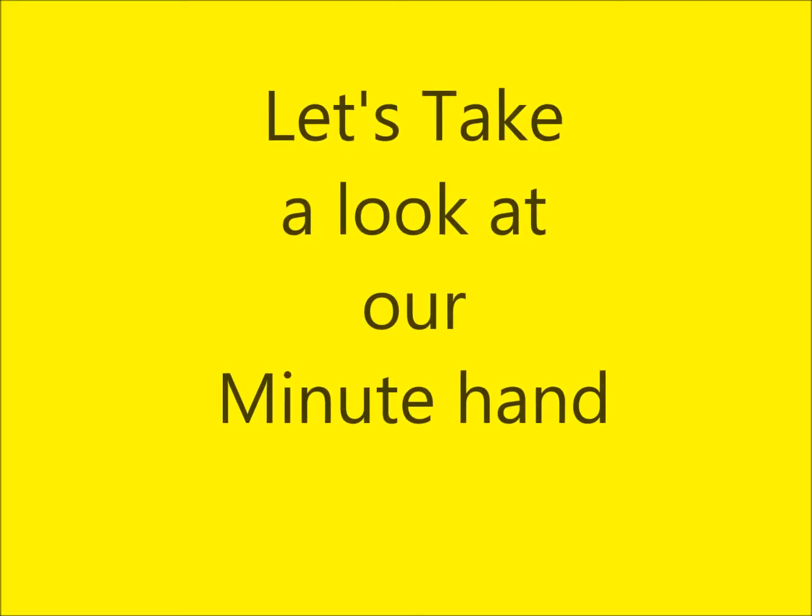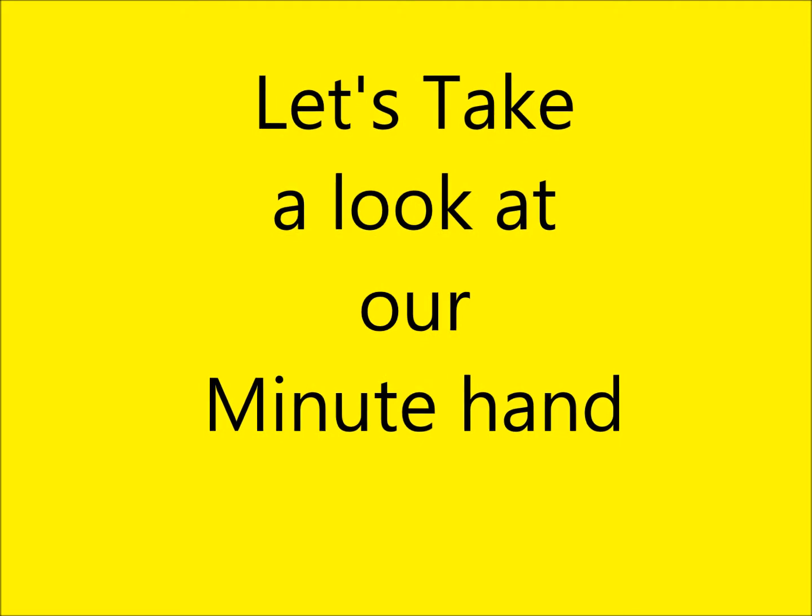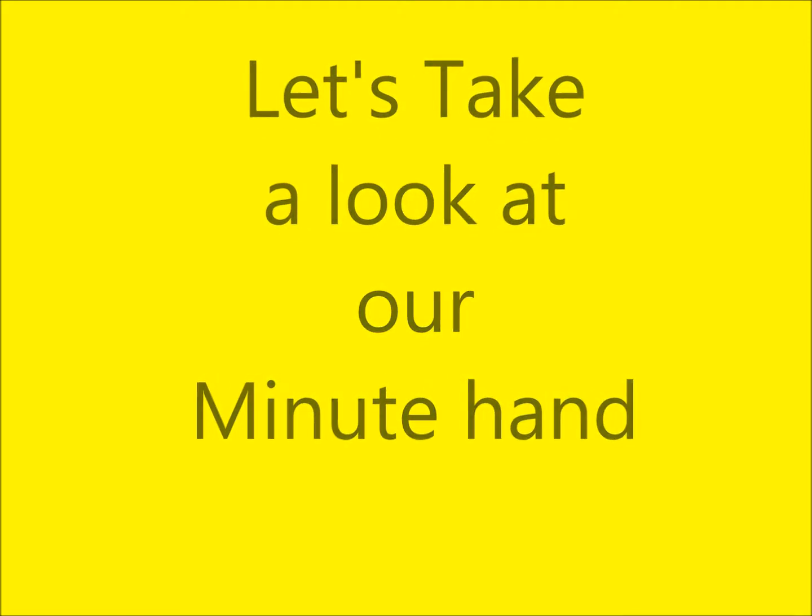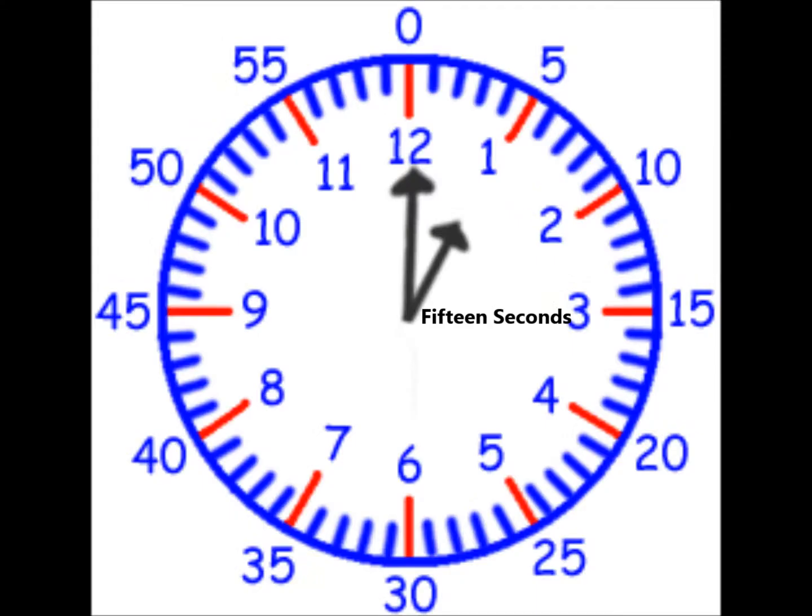Let's take a minute to look at our minute hand. Using our analog clock, we know that there are 60 seconds in 1 minute. As you see on our clock, we start with 0, we go to 15 seconds, and then we go to 30 seconds, followed by our 45 seconds. You'll see each different second throughout the clock.